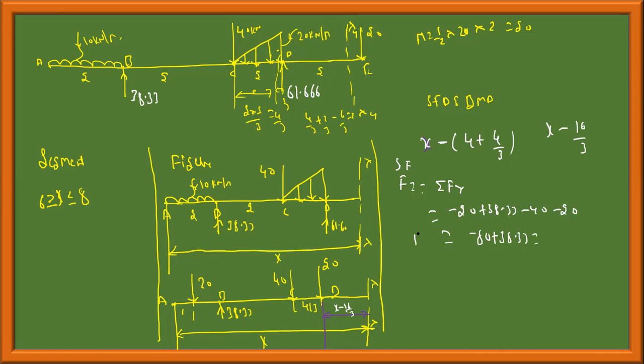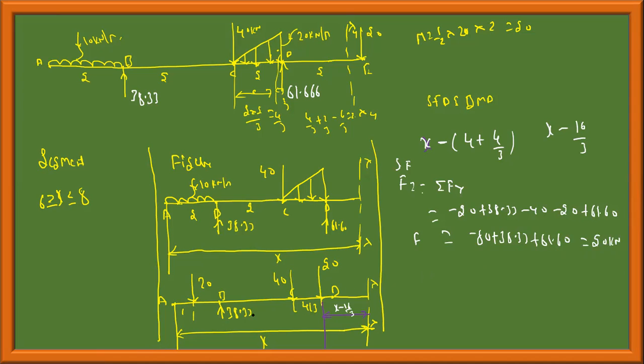F is equal to... have I done anything wrong? Minus 20 plus 38.33 minus 40, there is one more, plus 61.60. What is the magnitude? Plus 61.60. How much are you getting? 20 kilonewton.